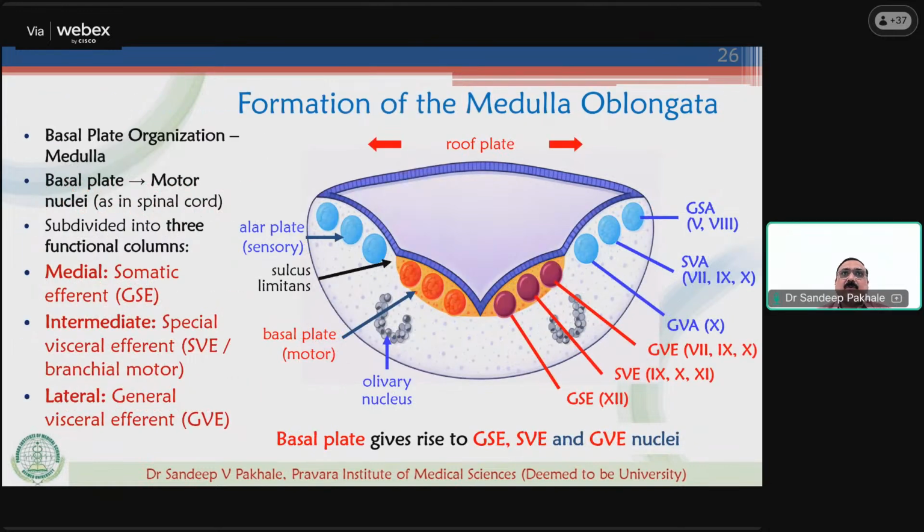The basal plate forms motor columns, which are arranged from medial to lateral. The medial one is general somatic efferent. The intermediate one is special visceral efferent, and the lateral is general visceral efferent. So these are the motor functions or motor columns.